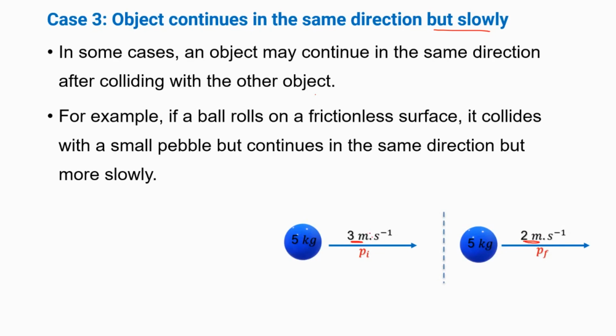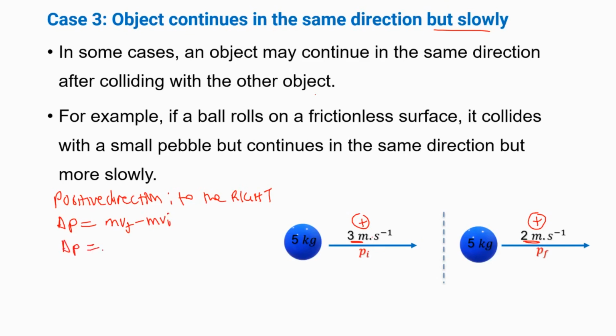Okay, let's choose our positive direction, say to the right. So this one is positive, and this one is positive, because they are both to the right. Our formula: change in momentum is final momentum minus initial momentum. So it's going to be mass, which is 5 kilograms, times 2 meters per second, our final velocity, minus mass, 5 kilograms, times the initial velocity, which is 3. And then what do you get? 10 minus 15, which is negative 5 kilograms meters per second.